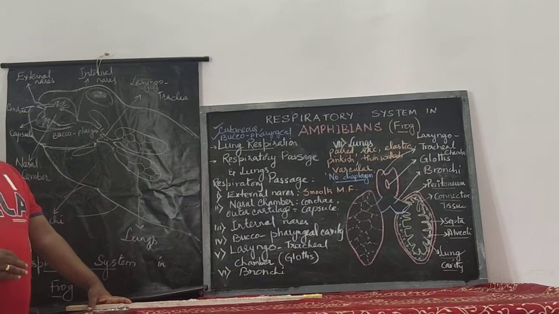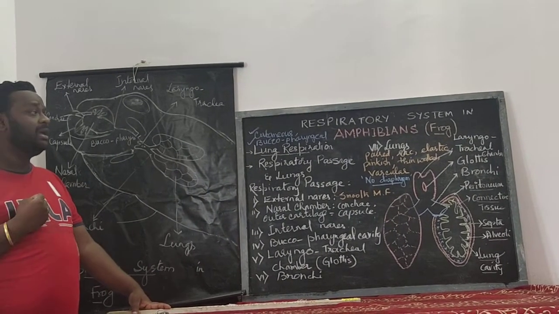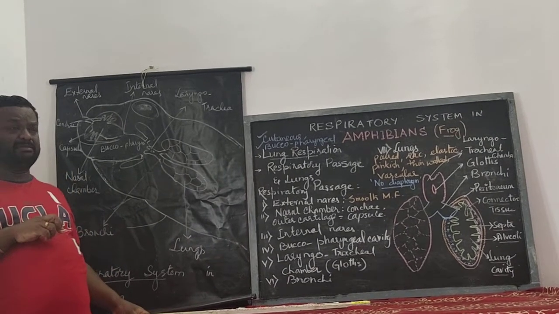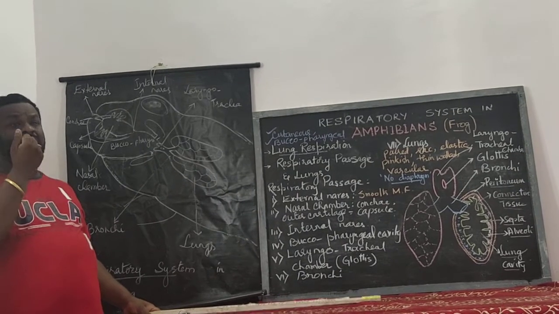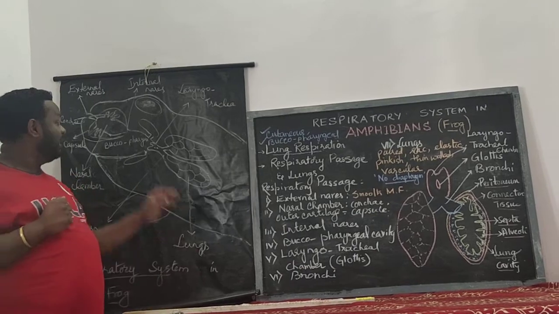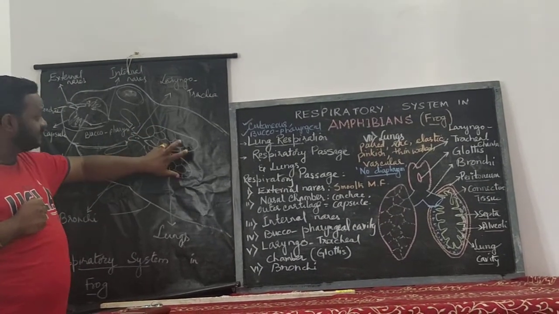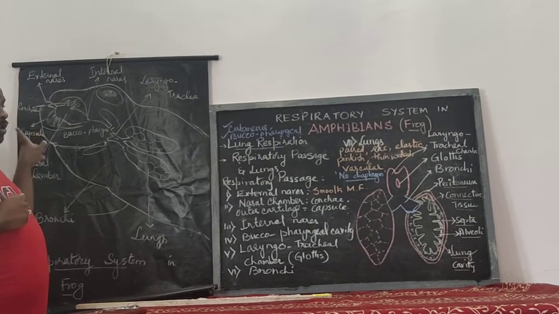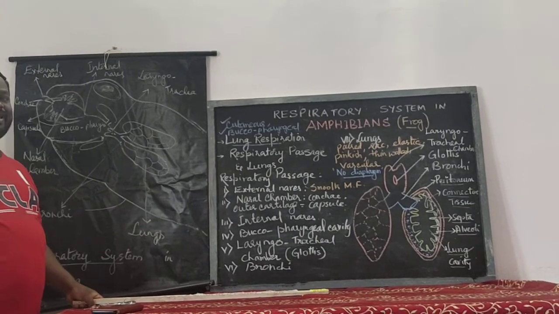So expiration is achieved by means of a special muscle seen towards the lower jaw called pectohyal muscles. Pectohyal muscles will bring in the upward movement of the lower jaw. Thereby, it will put much pressure on the lungs, and the lungs will throw out the air. So this is what the mechanism of respiration that we find in case of amphibians.